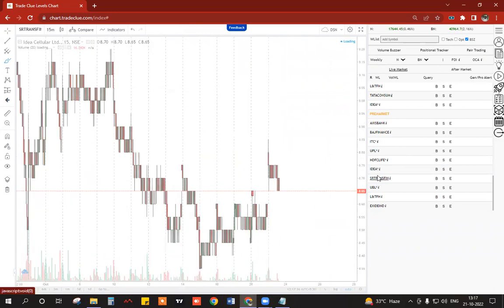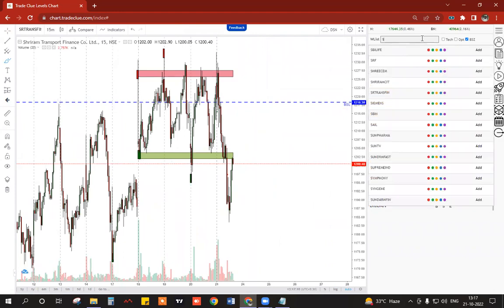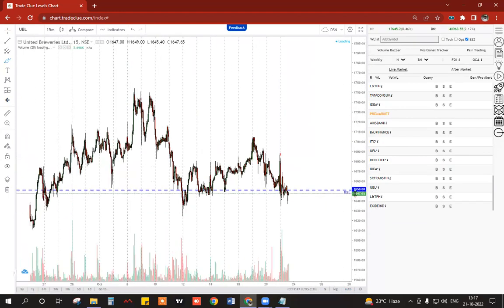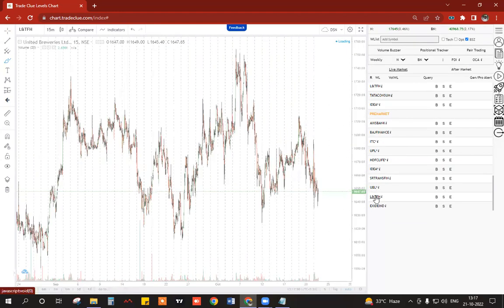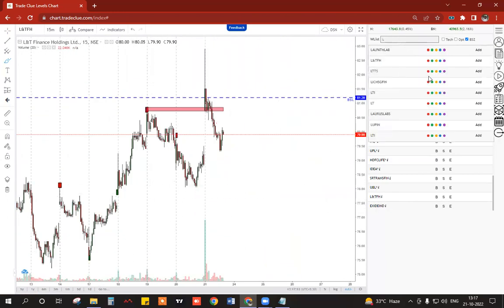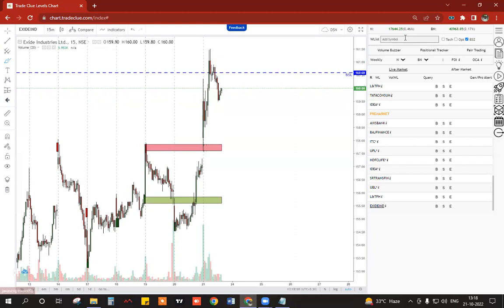Idea, leave it because it is a small stock. SRT was one with bands, so we'll add SR Transfin over here, yellow. UBL, no. LTFH is there, so I will add LTFH as yellow. And Exide is there.